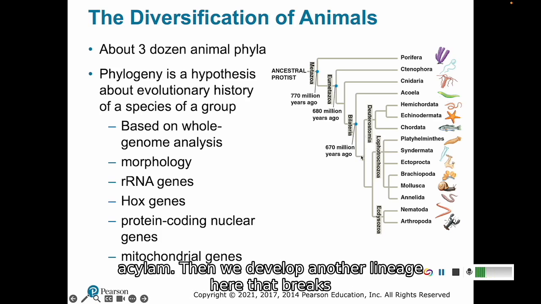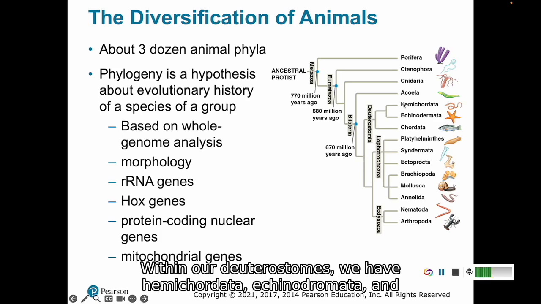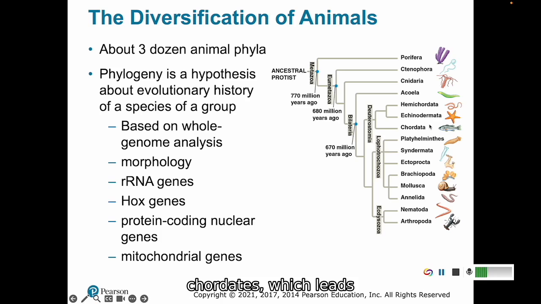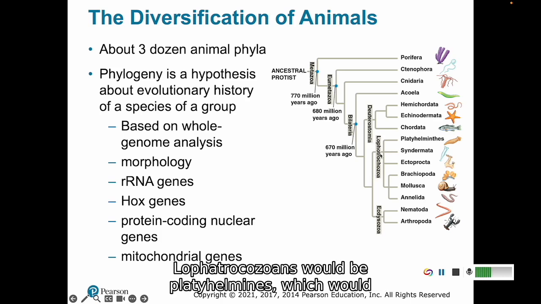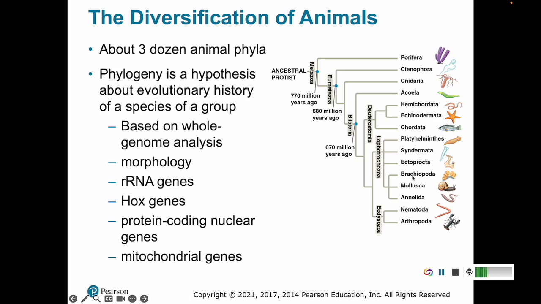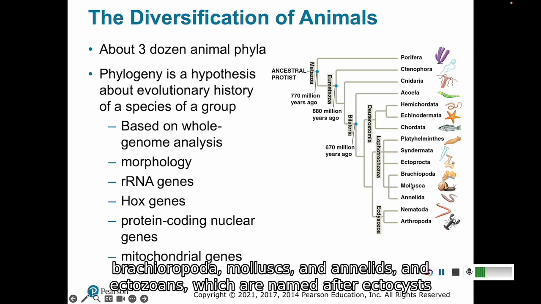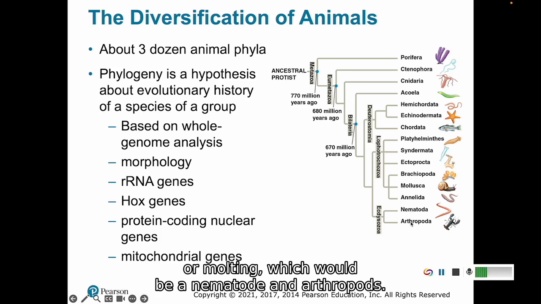Then we develop another lineage here that breaks into deuterostomes and protostomes. Within our deuterostomes, we have Hemichordata, Echinodermata, and chordates, which leads into mammals and us. Then we have Lophotrochozoans and Ecdysozoans. Lophotrochozoans would be platyhelminths, which are a type of worm, Syndermata, Ectoprocta, Brachiopoda, mollusks, and annelids. And Ecdysozoans, which are named after ecdysis, or molting, would be nematodes and arthropods.